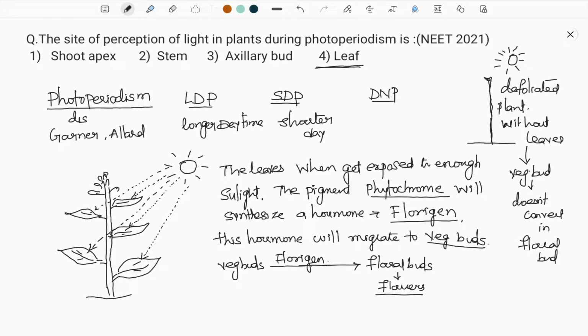So this question may also be asked in an application-oriented way, in a defoliated plant. Though the plant is exposed to enough sunlight, it does not flower, because the perception of light for photoperiodism is nothing but the leaves. So do remember that leaves not only perform photosynthesis, transpiration and exchange of gases, but they also act as perceptors of light for photoperiodism. They play a greater role in converting vegetative buds into floral buds.